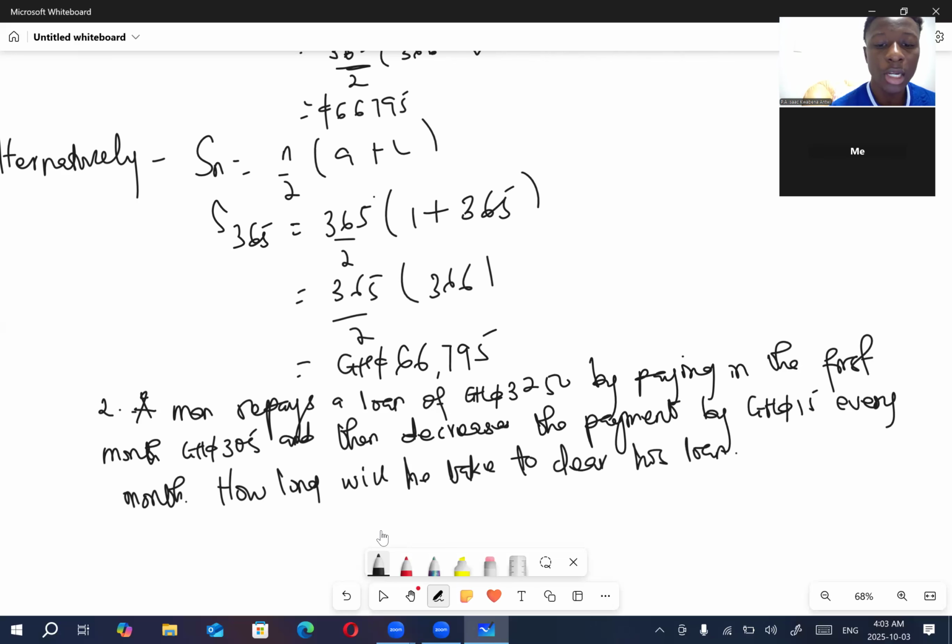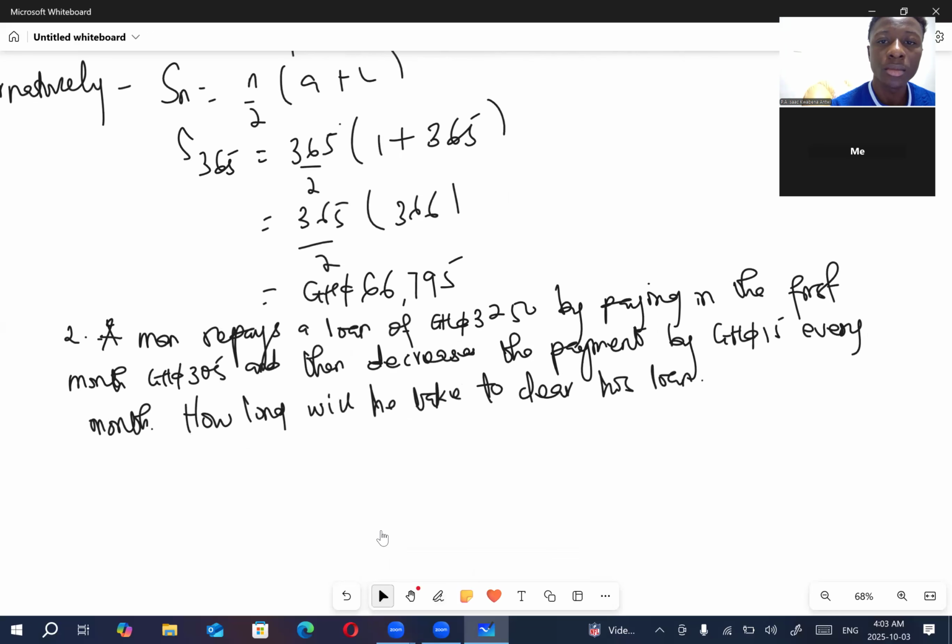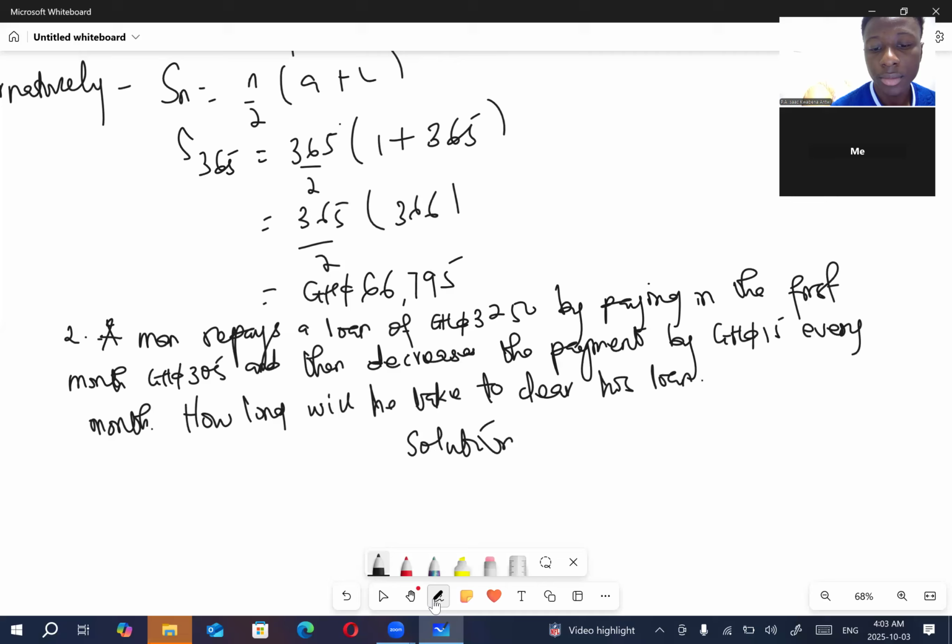So think about it and let's debate about it. Guys, can you see the screen? Okay. I'm going to pause for a while. Repeat what you said again. I said the man owes a 3,250 cedis loan, and every month he's supposed to pay 205 cedis.